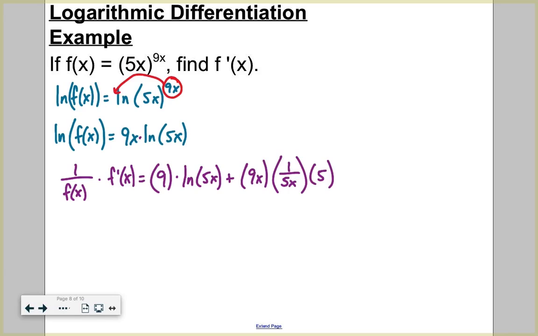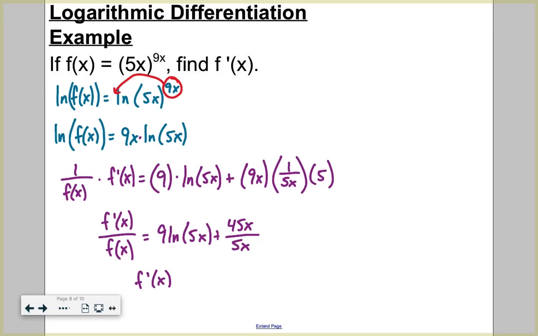Now, calculus is done. Let's continue simplifying. F prime of x all over f of x is equal to 9 natural log of 5x plus, let's see, 9x times 1 over 5x times 5 is going to be 45x over 5x. So we can simplify this. F prime of x all over f of x is equal to 9 times the natural log of 5x plus 9, because 45 divided by 5 is 9, x divided by x is 1. Good, done. Let's get the f prime of x by itself.